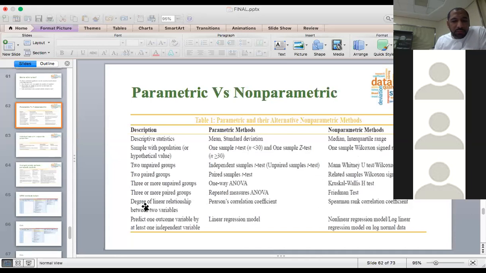For a linear relationship between two numerical data, we do what we call correlation: a Pearson correlation coefficient, or a Spearman rank correlation coefficient for non-parametric methods. Now, linear regression predicts one outcome variable by at least one independent variable, which is a linear regression model for parametric, and for non-parametric, a non-linear regression model or for log normal data.